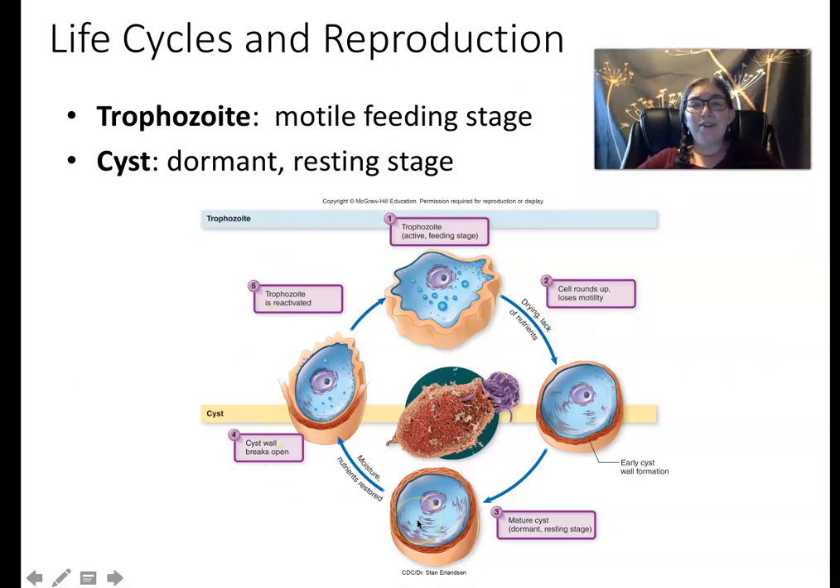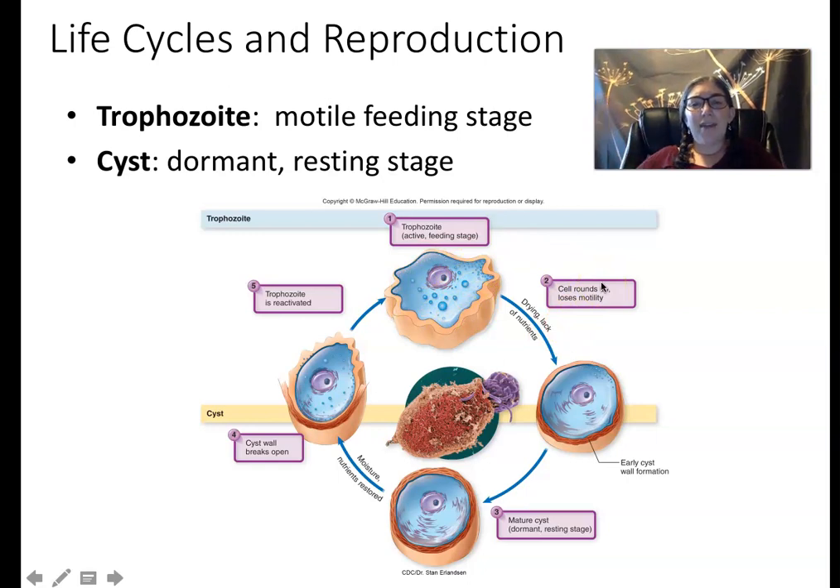So most protozoa have a two-stage life cycle where they go through a feeding stage and a cyst stage. So the protozoan cyst is kind of like the bacterial endospore. It's a more resistant, dormant phase of the life cycle. When conditions are not good, they can form a cyst. And then when conditions are good, they get reactivated and they enter the motile feeding stage, which is called the trophozoite stage, the active feeding stage.